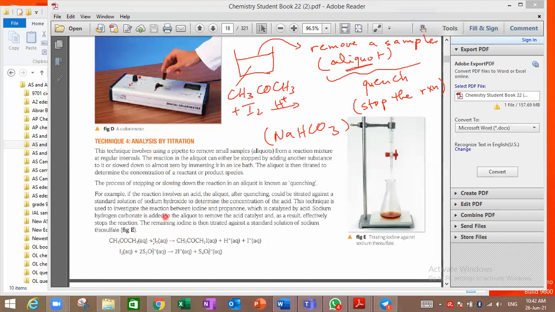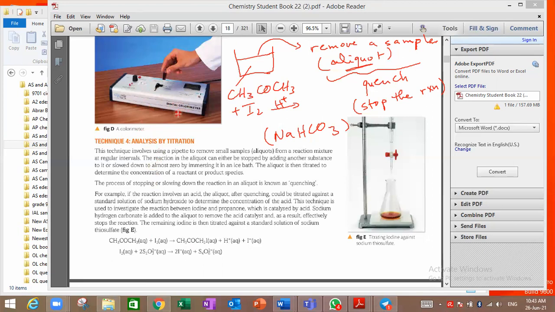So we can place the reaction mixture in a cuvette or in a small cell, as you see here, and we place it in an instrument called a colorimeter, which measures the intensity of color with time. And we see what happens to the intensity of color with time. This is the first method.